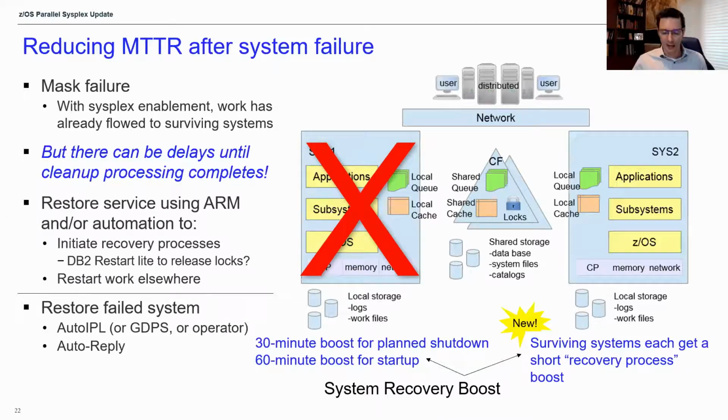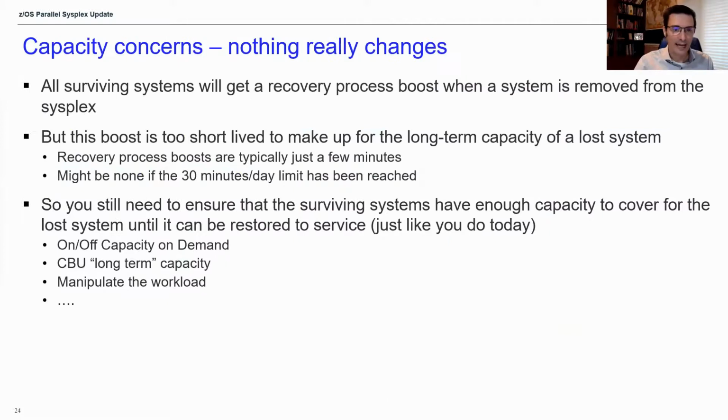There are still issues where you need CPU cycles that are taken away from your applications for this recovery process, and we just talked about that before. So the recovery process boost is going to help those actions as well by either giving your workload additional processing power and or giving those Sysplex recoveries additional horsepower as well. Now, from a capacity concern, all the surviving systems, of course, are going to get this recovery process boost when the system is removed from the Sysplex.